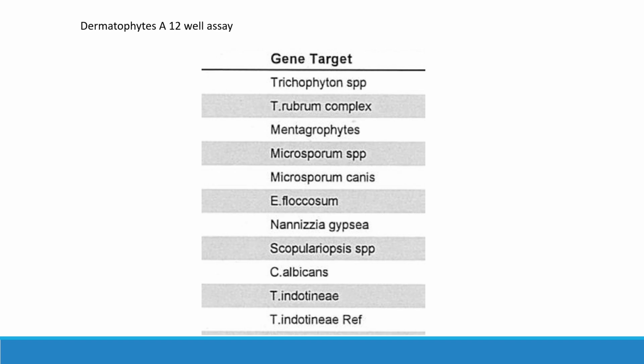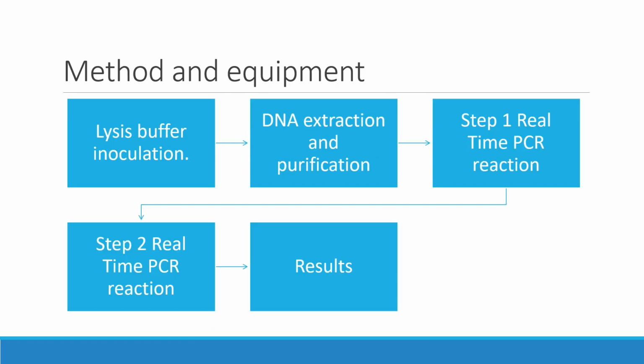So all the samples that we used in this validation were either nail, skin, or hair. We started the validation using some stored frozen samples that we had been collecting over the past 6 months. Those frozen samples were frozen lysis buffer inoculations, not the actual frozen DNA extracts. As the validation went on, we used some fresh samples that were coming through our laboratory.